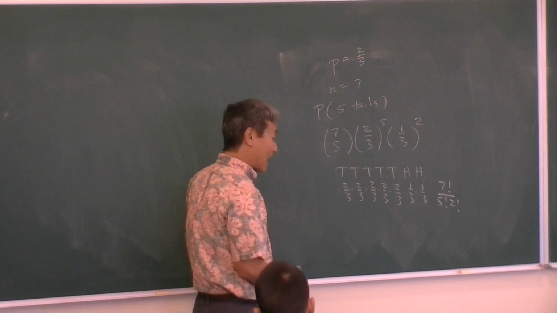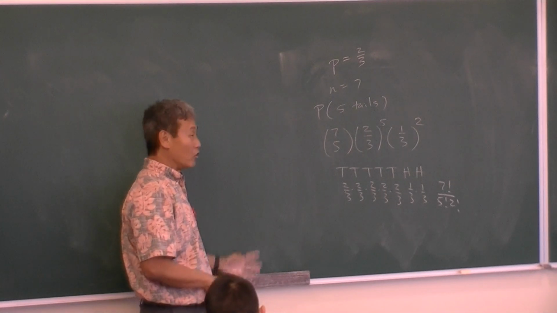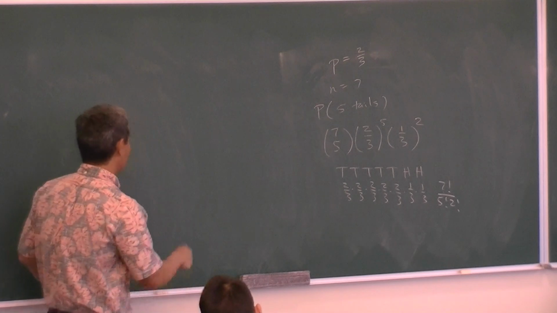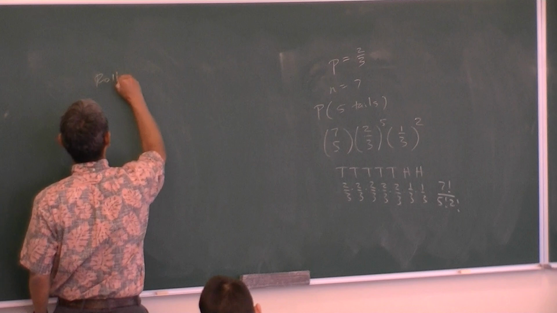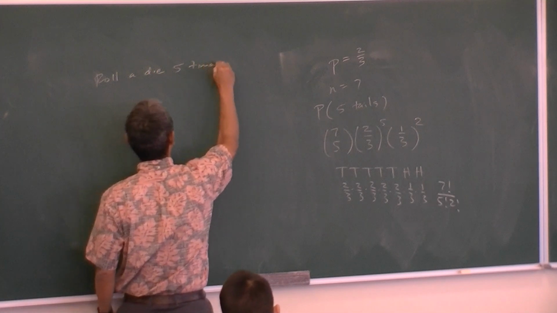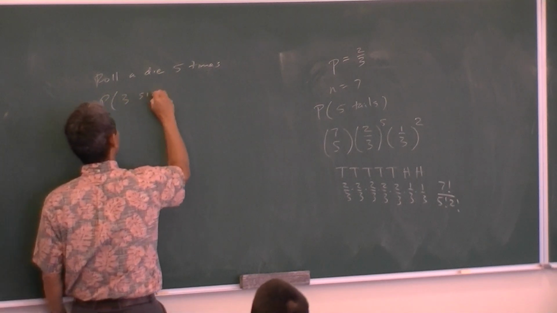Okay, now, rolling the die. Now some of you are thinking, how can you roll a die? Got 6 possibilities. You only can use this when you have only 2 possibilities. Well, I'm going to roll a die 5 times. A standard die. What's the probability of getting 3 6s?